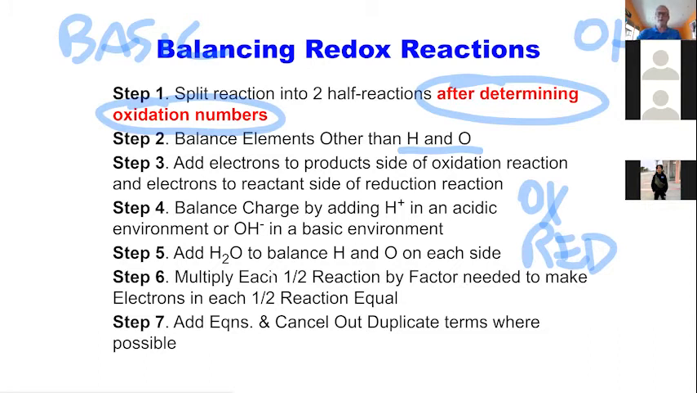What about if we're in an acidic environment? Which ion is going to be in a surplus then? Hydrogen. Not hydrogen.